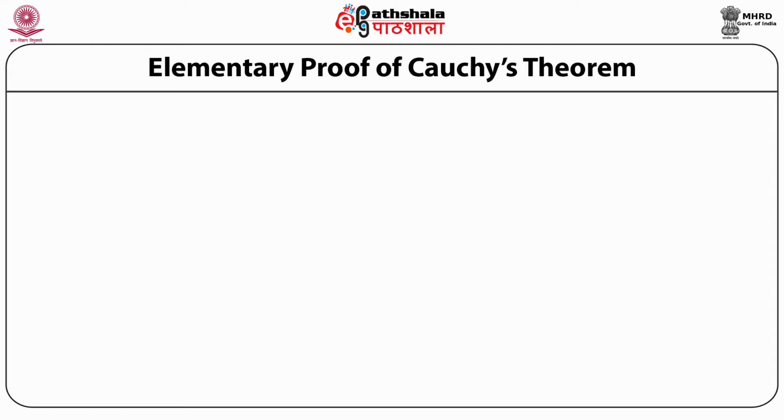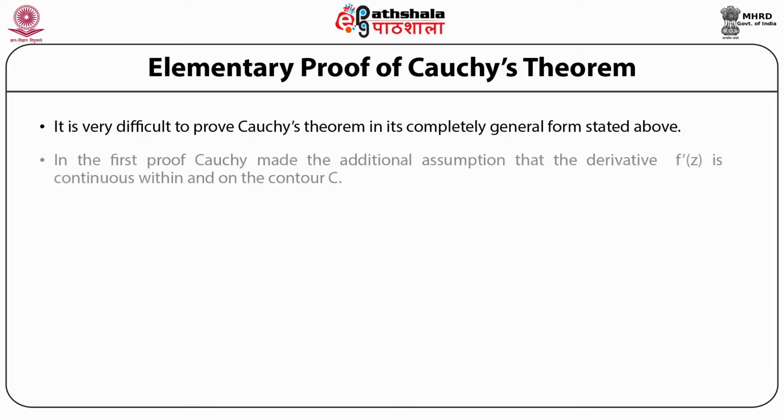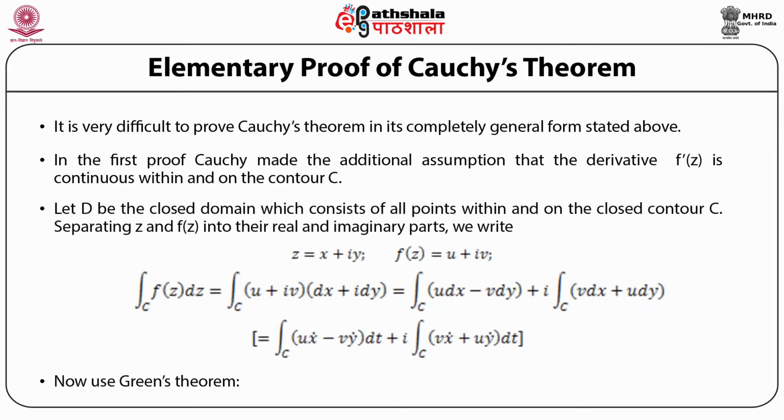Now students, let us see the elementary proof of Cauchy's theorem. It is very difficult to prove Cauchy's theorem in its completely general form stated above. In the first proof, Cauchy made the additional assumption that the derivative f dash z is continuous within and on the contour C. Let D be the closed domain which consists of all points within and on the closed contour C, separating z and f(z) into their real and imaginary parts.